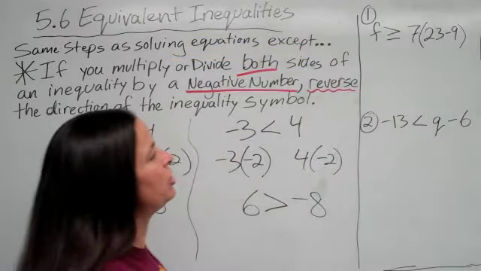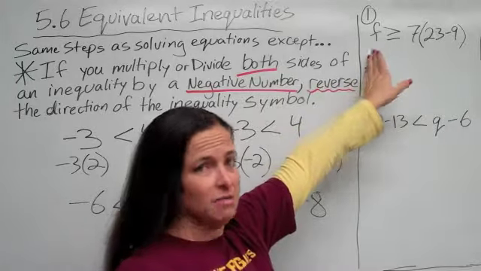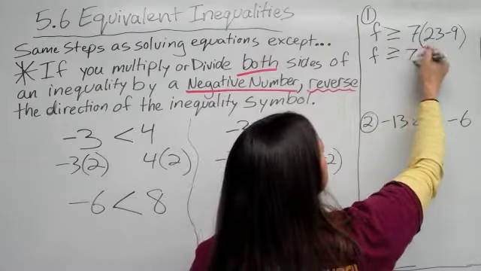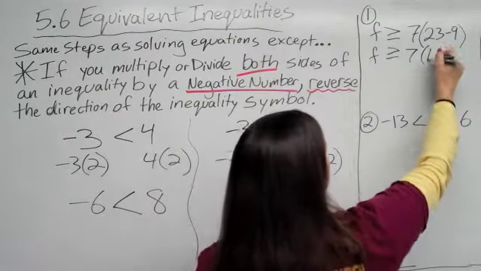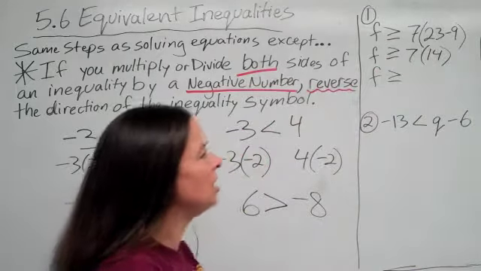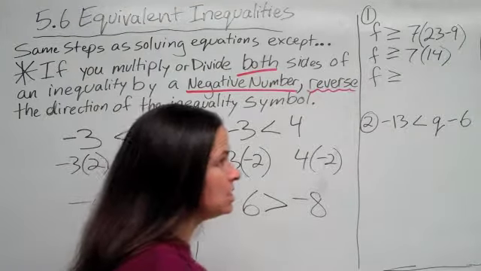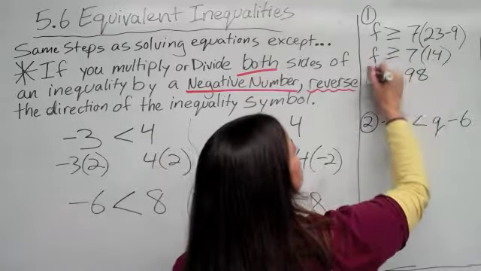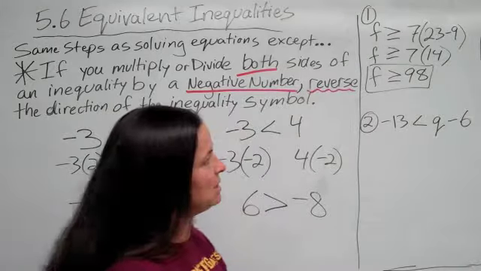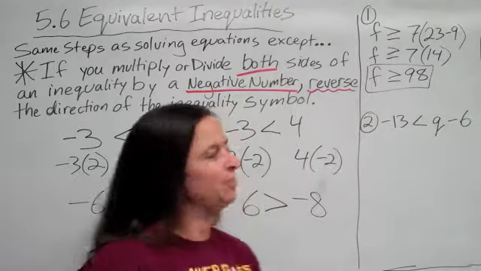Number 1, f is greater than or equal to 7 times 23 minus 9. The f, the variable, is already by itself. All you need to do in this problem is simplify. I have f is greater than or equal to, let's see, 7 times 23 minus 9 is what, 14? And 7 times 14 is 70 plus 28 is 98. So f is less than or equal. Have I really been saying less than? Miss Nakamura. It is f is greater than or equal to 98.